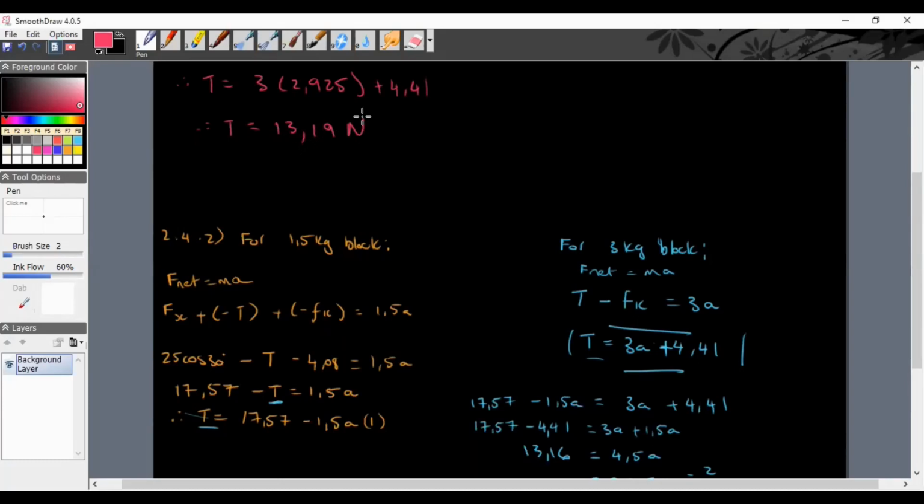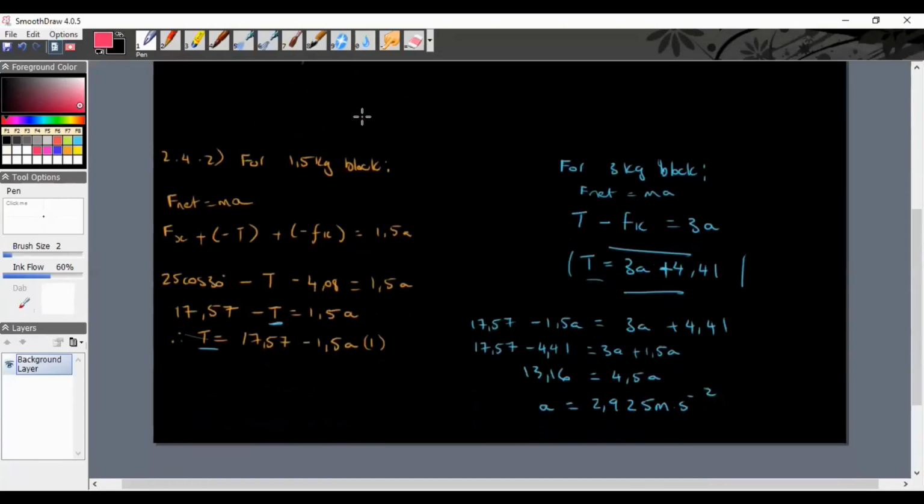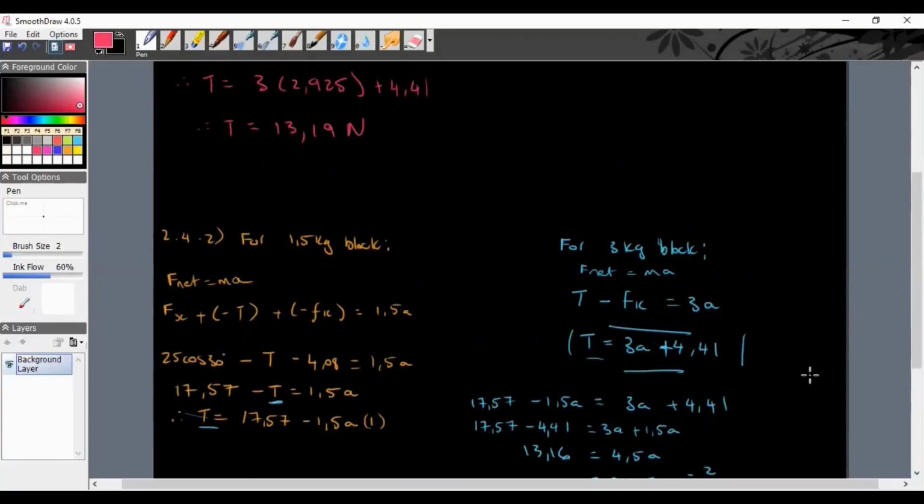If you got 13.17 or 13.18, then that is a perfect range. It's still acceptable for the question paper. You're allowed about 2 to 3 decimal places off, depending on how you rounded off your numericals in this part of the question.